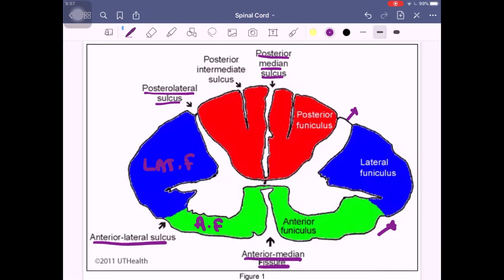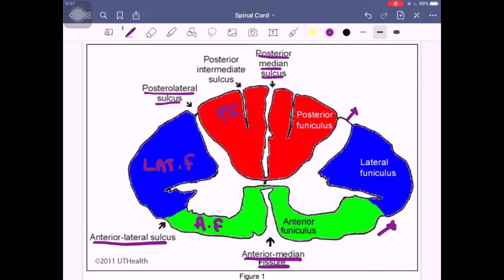The area between your posterolateral sulcus and the posteromedian sulcus is your posterior funiculus. So these are the three funiculi, or the three columns, or the three rope-like structures which are extending all the way from the cervical region to the coccyx region. That is why they are called a rope, or funiculus.